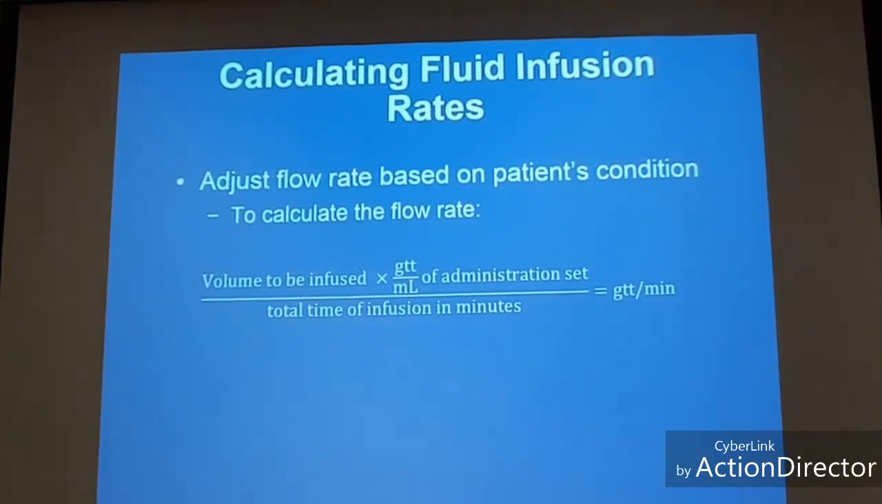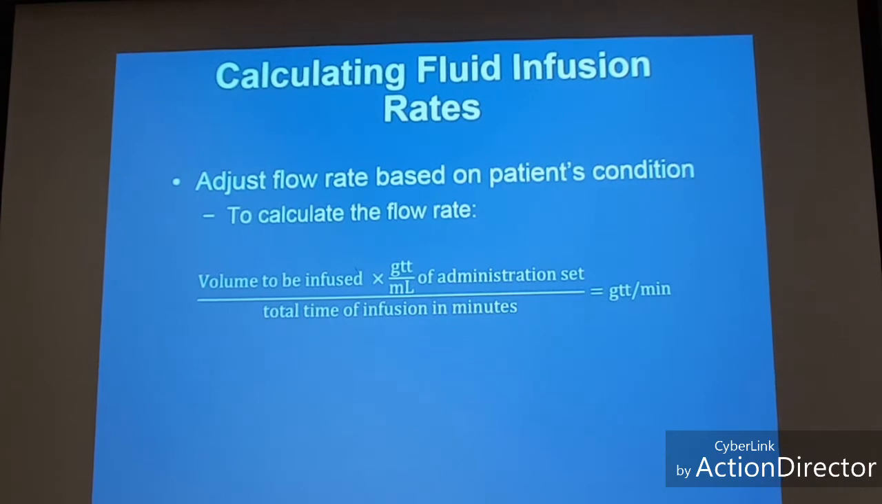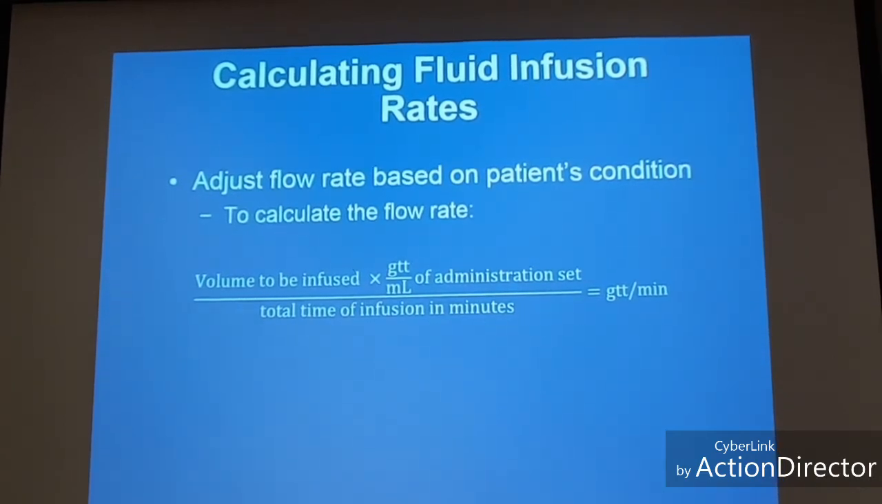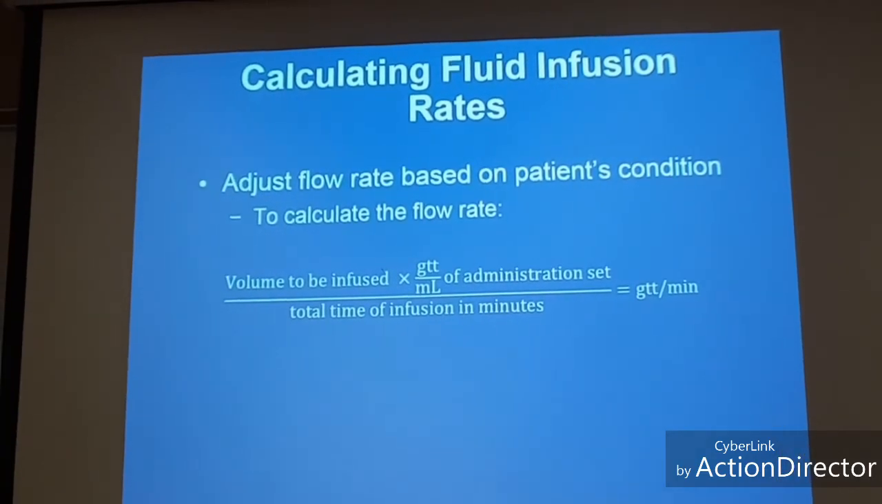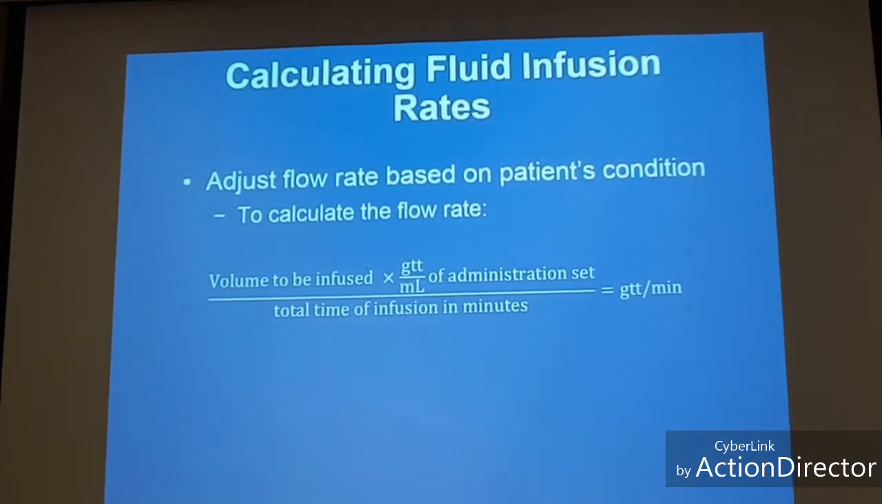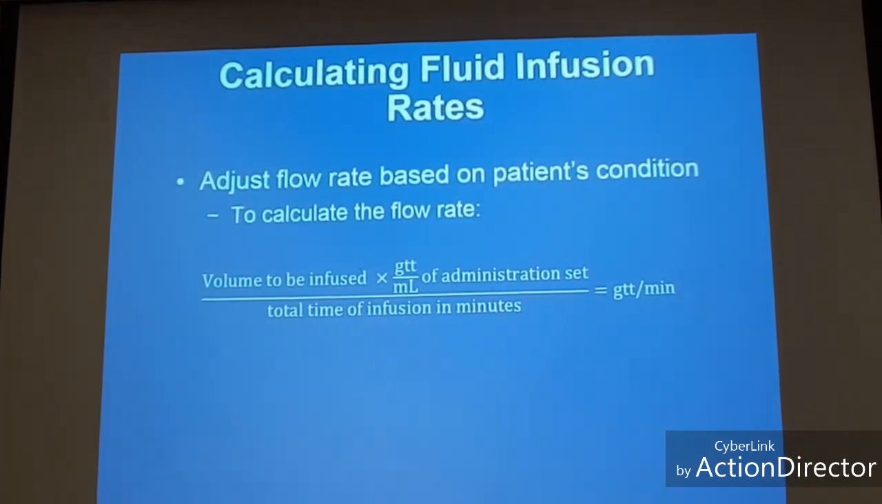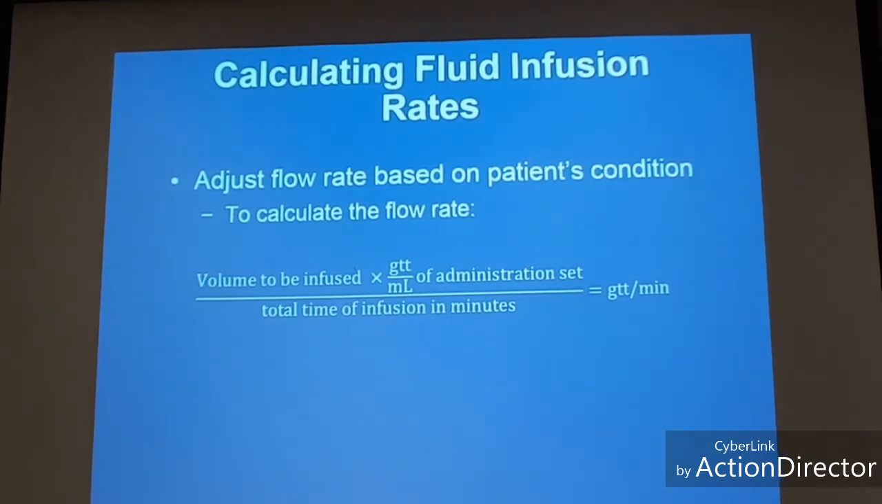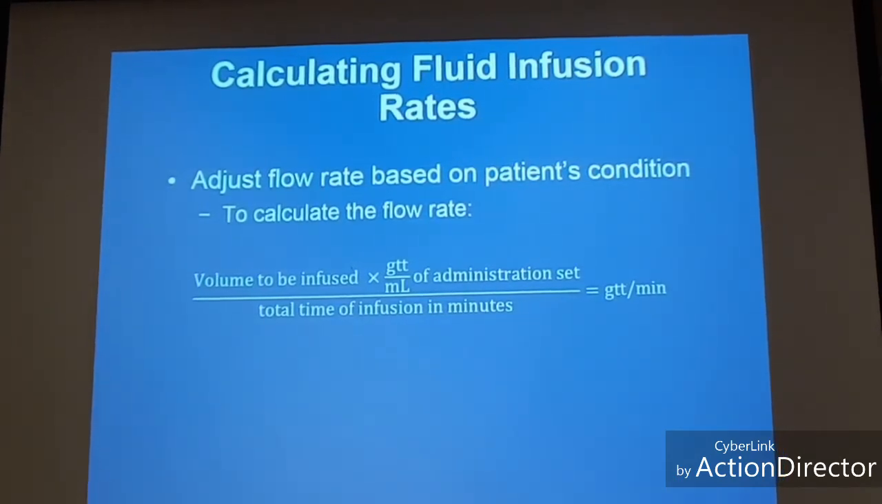Like, if you push fentanyl too fast, you cause chest rigidity. So that's why I say push it slowly over 2 minutes. But guess what? The guy's not breathing. I need to give it to him a little bit faster than 2 minutes. But if I'm going to give anything over an amount of time, like 5, 10 more minutes than that, it's going to be easy.